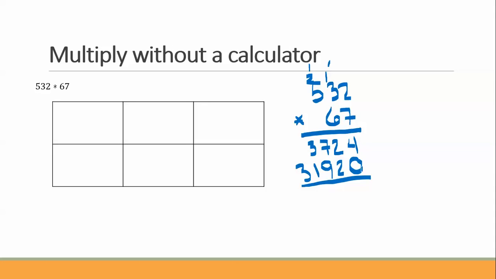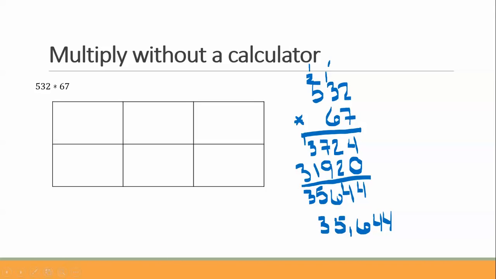And then we add these two numbers together. We have 4, 2 plus 2 is 4, 7 plus 9 is 16, carry that one. 1 plus 3 plus 1 is 5, and 3. So our final answer is 35,644.